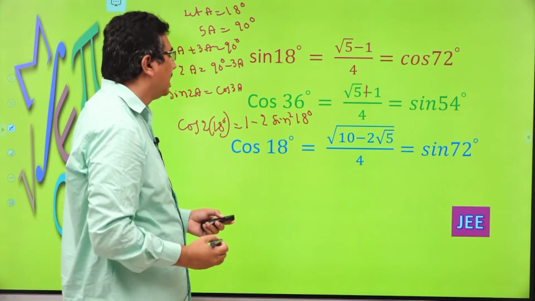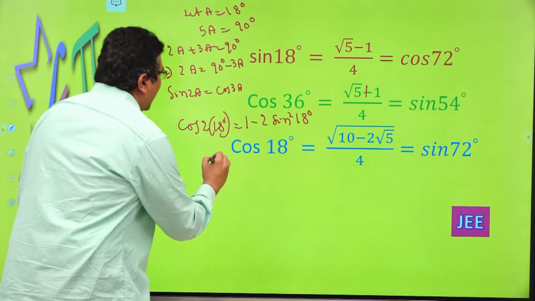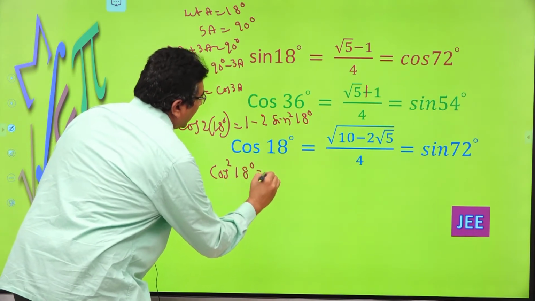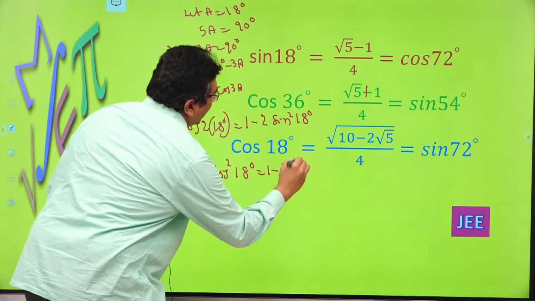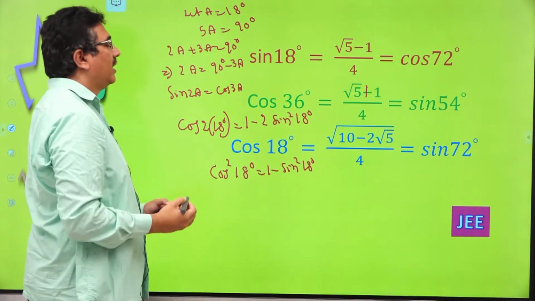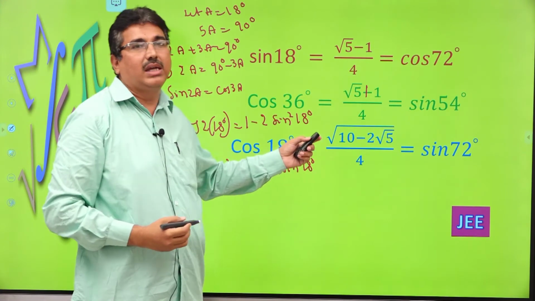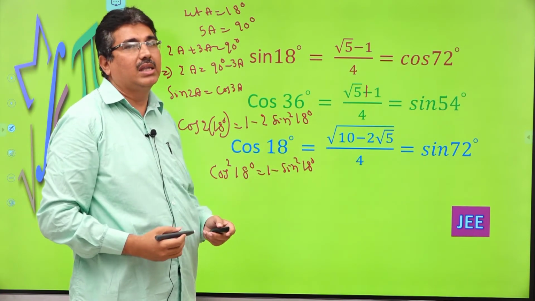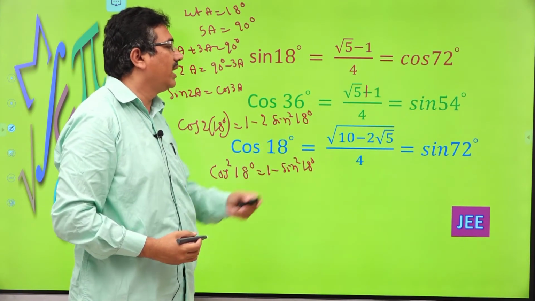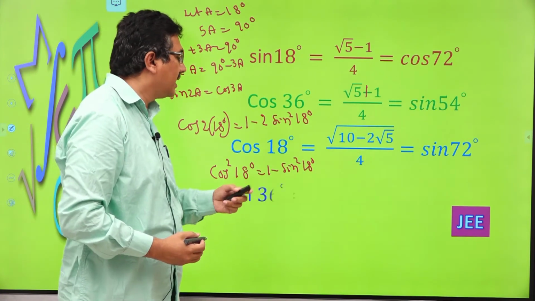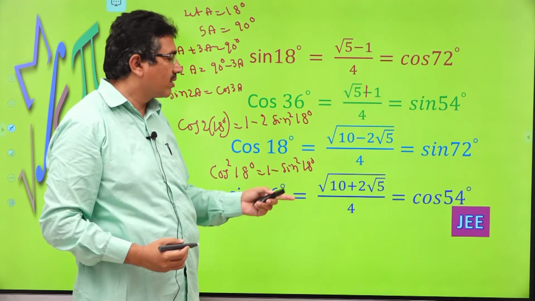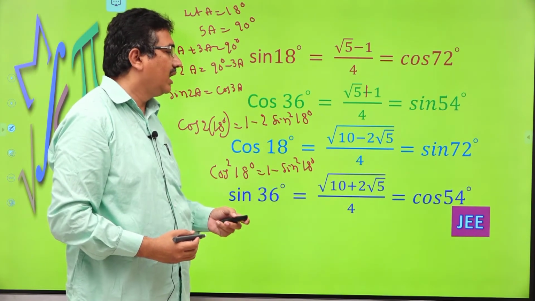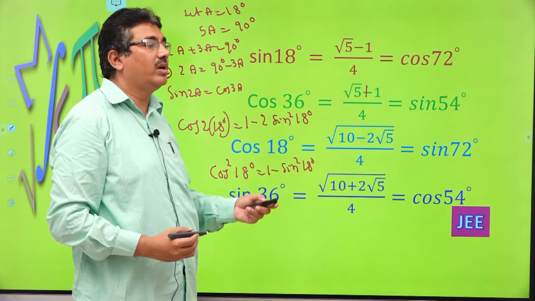Cos square 18 degrees equals 1 minus sine square 18 degrees. Okay, cos 18 degrees is equal to square root of 10 minus 2 root 5 by 4, that is equal to sine 72 degrees. Now, sine 36 degrees is equal to square root of 10 plus 2 root 5 divided by 4, that is equal to cos 54 degrees.